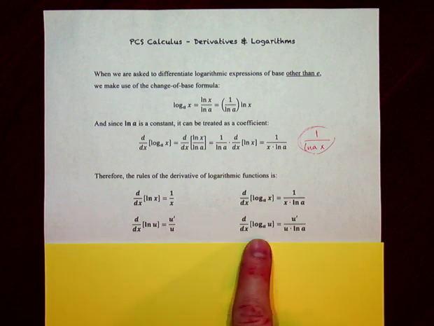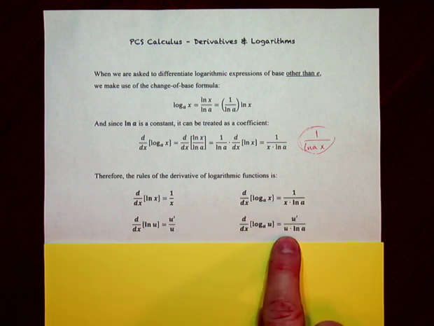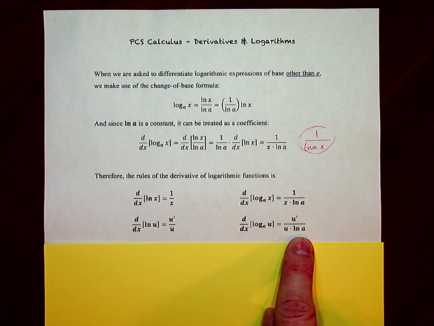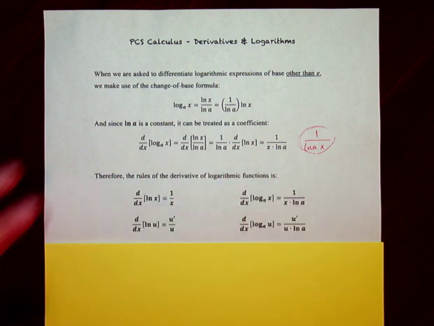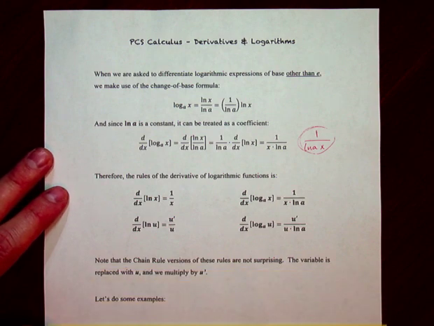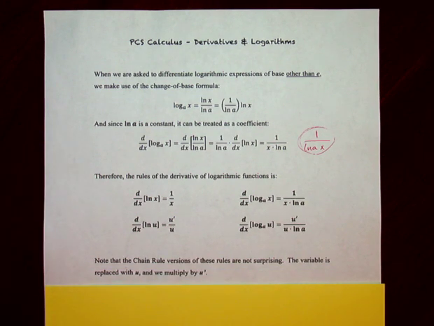And similarly, for log base a of some expression, some function u of x, it's u prime over u, but you got to deposit that natural log a in the denominator because of this right here, okay? Because basically the change of base. Okay, now, like I said, chain rule versions, not surprising. So let's go ahead and do some examples.